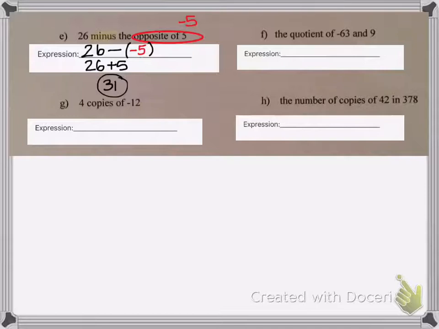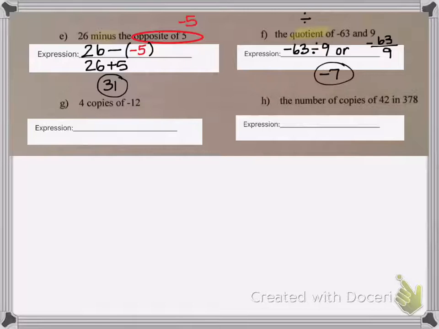Part F. Quotient means division, so we can write this using the division symbol or the fraction bar. And since it's a negative divided by a positive, our answer is negative 7.